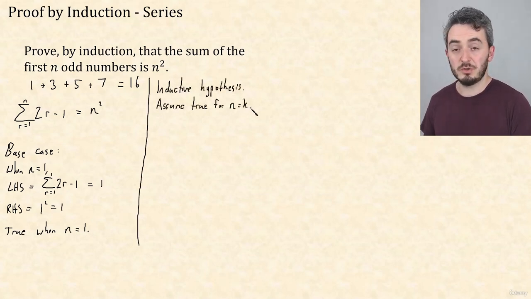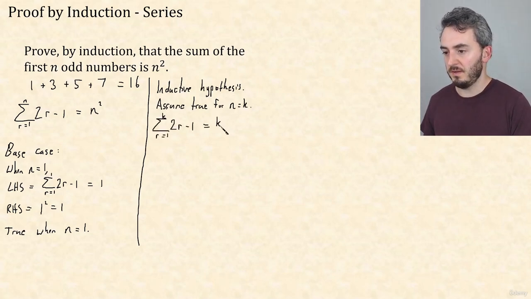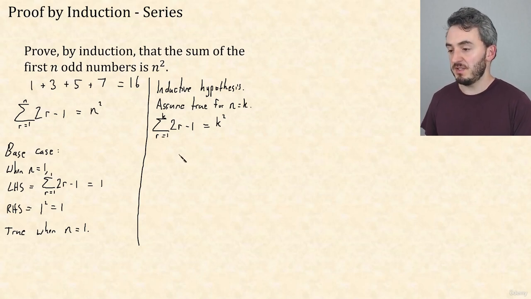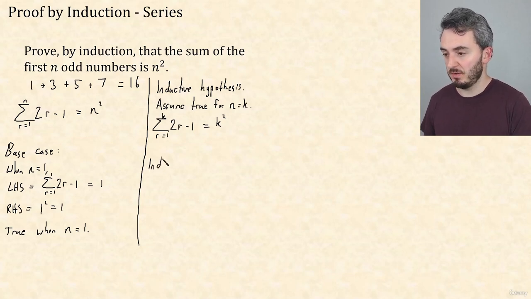So we assume it's true for n equals k, which means that the sum from r equals 1 to k of 2r minus 1 is k squared. Now it's the inductive step. So we need to investigate what the sum of the first k plus 1 odd numbers is.